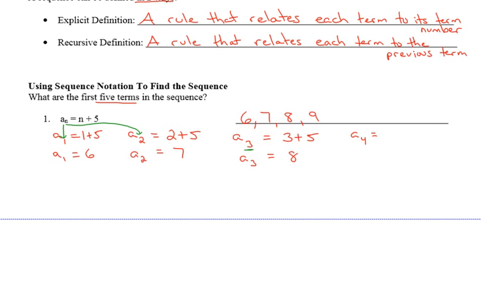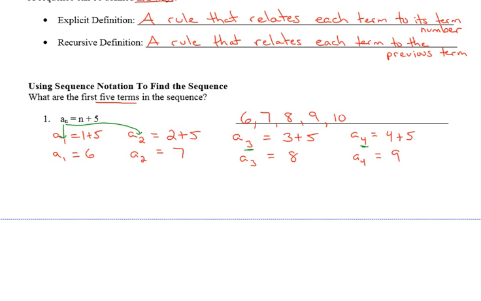This time, the n is a 4. So I substitute 4 into the rule, and I get A sub 4 equals 9. So now I know my pattern. Each number in the sequence is going up by 1. So to find the fifth term, I just add 1.